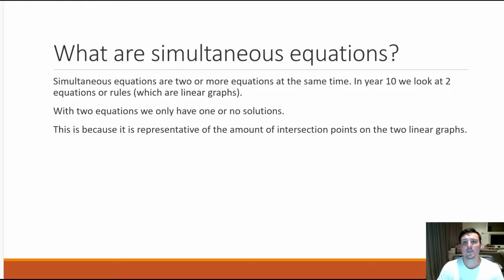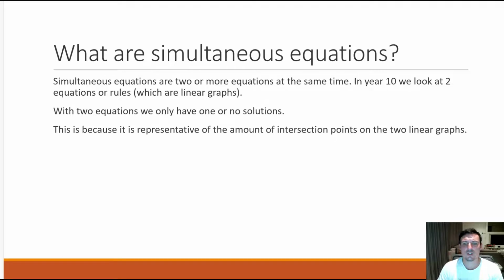So what are simultaneous equations? Well, simultaneous equations are two or more graphs that are occurring at the same time, or equations that occur at the same time. In Year 10 we look at two equations or rules, which obviously we look at as linear graphs. If you go into VC, you're looking at non-linear graphs with simultaneous equations.